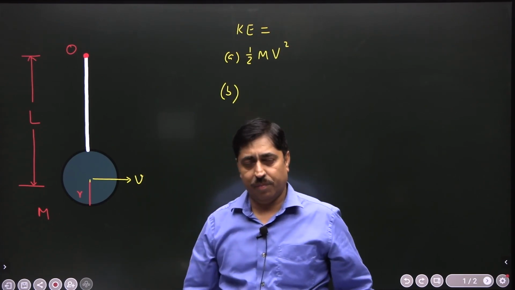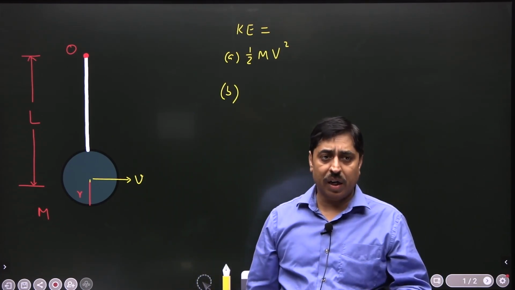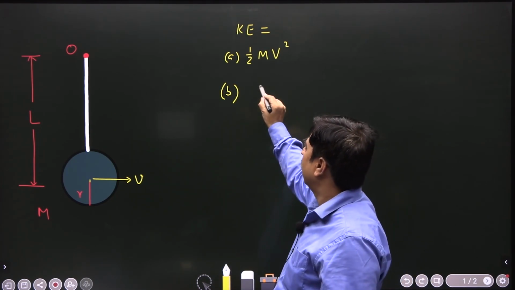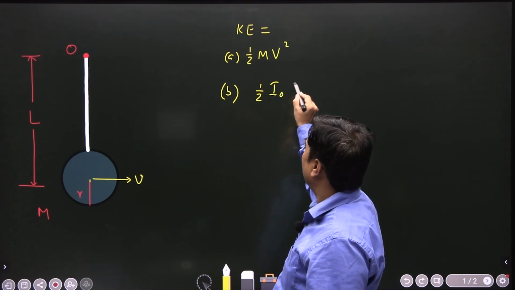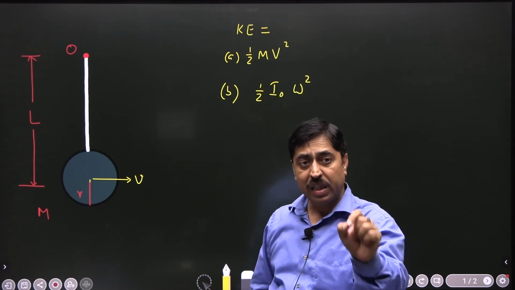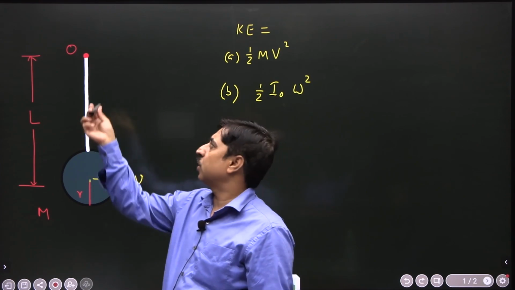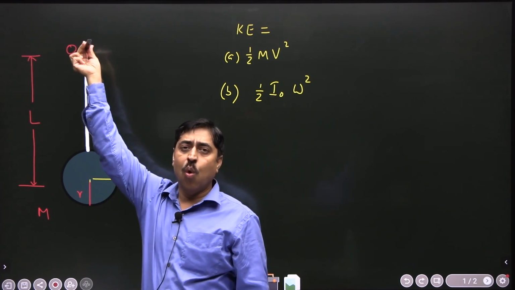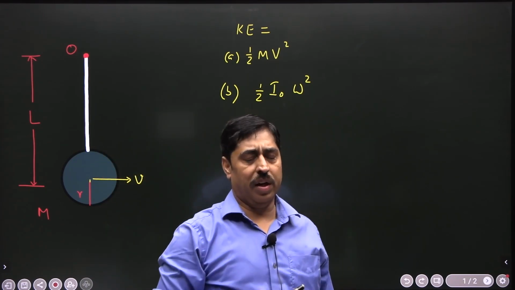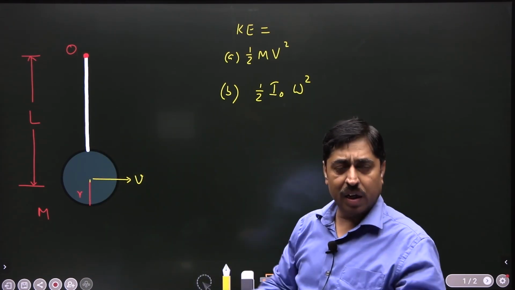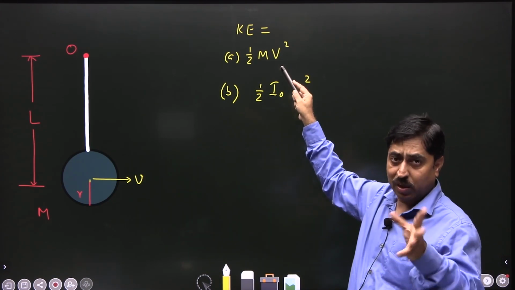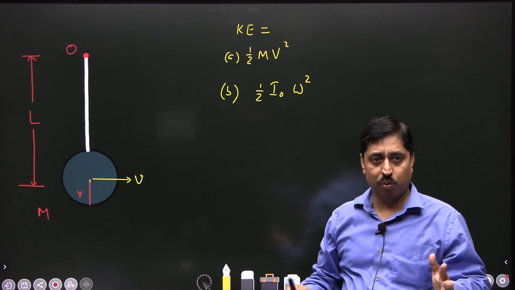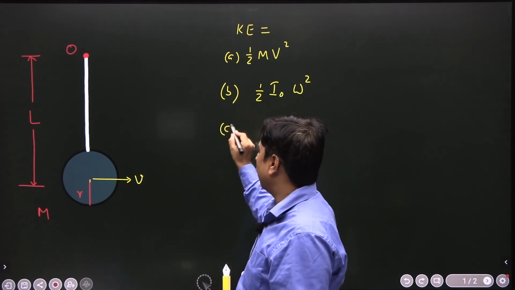Kinetic energy of this thing can be written as, this is my second option, half I omega square, where I is the moment of inertia of this pendulum about this axis, the axis passing through O perpendicular to the plane of this diagram. So, kinetic energy of this thing can be written as half I naught omega square. Is this true? Or I am giving you a third option.